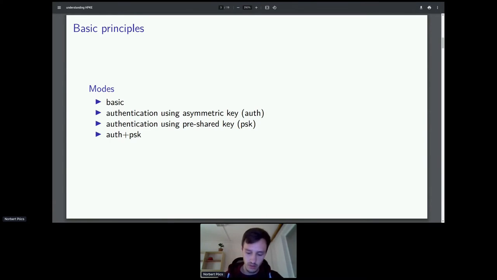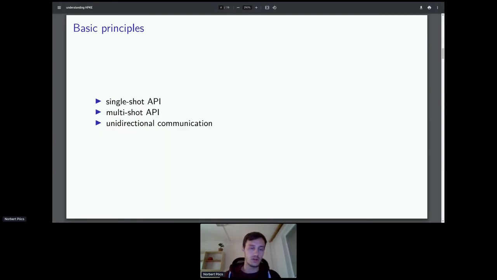So let's talk about the modes. HPKE comes with four different modes. There is the basic mode, then the authentication mode, so the messages can be authenticated with an asymmetric key, and an authentication mode with the pre-shared key, and then we can combine these two to achieve authentication and the pre-shared key.